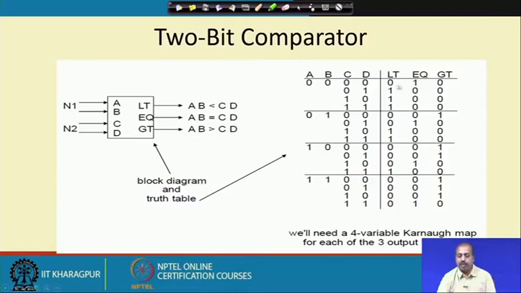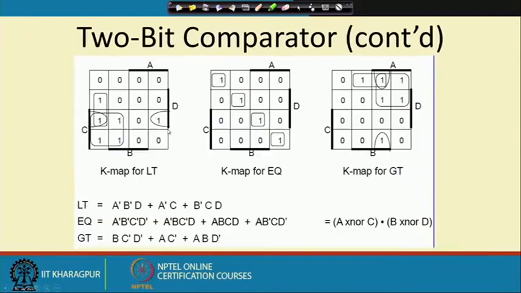So, this way I can make a truth table for writing the entire behavior of this comparator block. For doing the minimization, we will need a 4 variable Karnaugh map for each of these 3 output functions. So, we have to draw 4 variable Karnaugh maps, and accordingly we can do the minimization, get the circuitry, and ultimately we can get these 3 outputs: less than, equal to, and greater than. We can draw the corresponding logic circuit. So, the K map for less than is A bar B bar D plus A bar C plus B bar C D, EQ is this one.